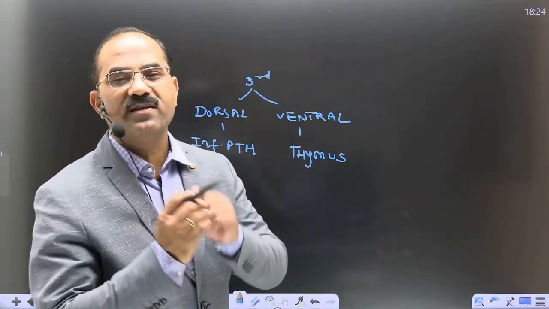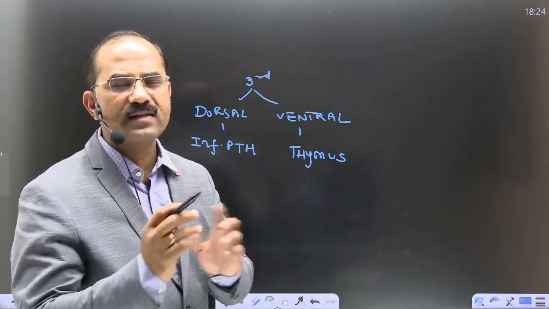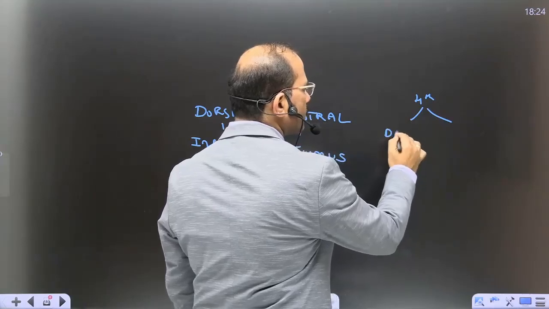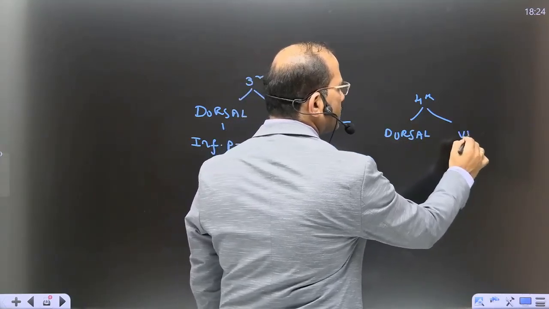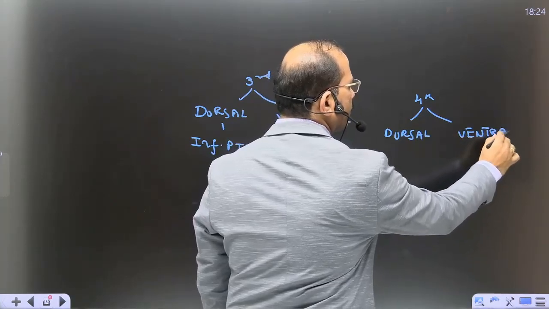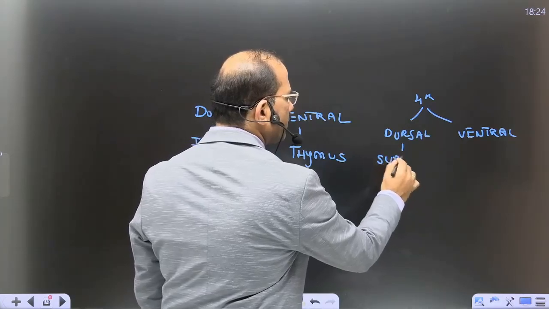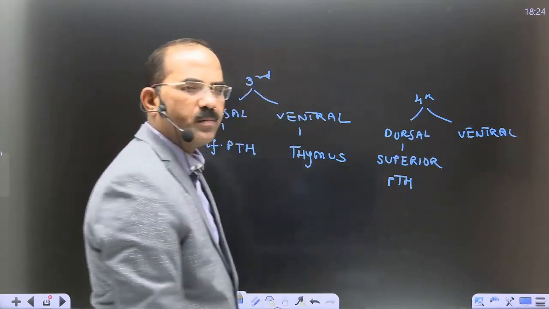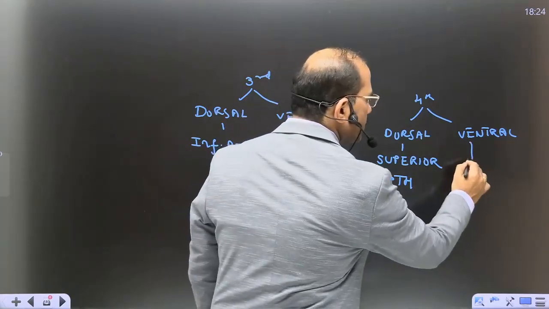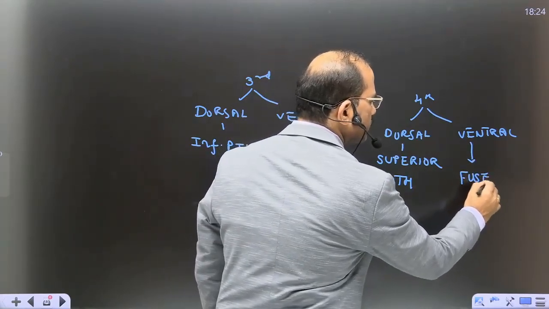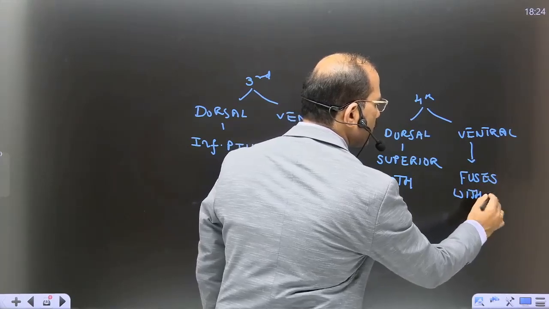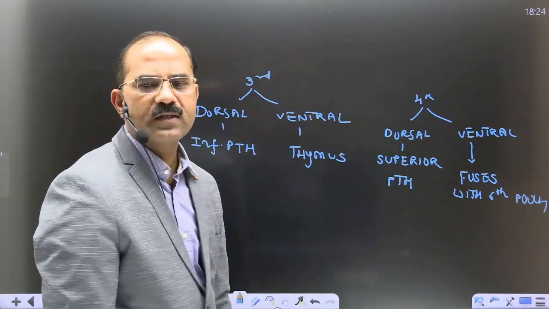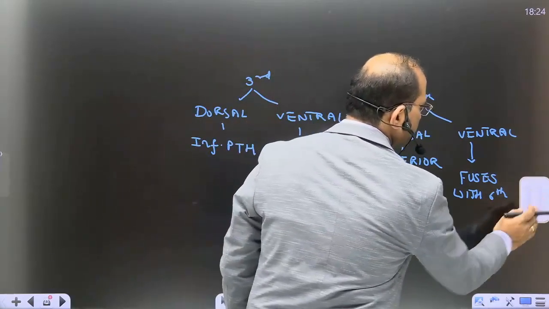The fourth fuses with the sixth. The fourth and the sixth fuse. Okay, we'll write it like this. The fourth again divides into a dorsal and the ventral. The dorsal forms the superior parathyroids. And the ventral part of the fourth fuses with the sixth pouch. We'll make it like this. Okay, it's not very clear here. So it fuses with the sixth pouch.